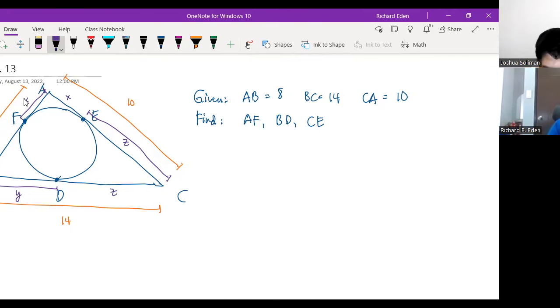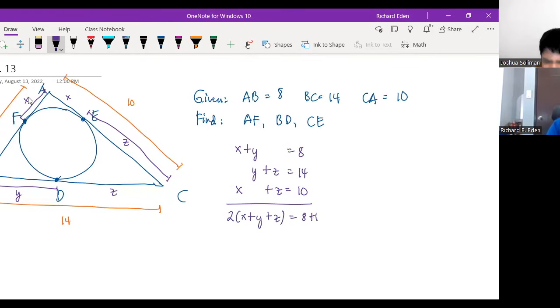So this gives us, if you just look at the figure, x plus y equals 8, and y plus z equals 14, and x plus z equals 10, a system of equations. Joshua, how would you solve this? Makukuha po natin yung semi-perimeter, x plus y plus z lang po. Pag nakuha po natin yan, the semi-perimeter minus x plus y, which is 8, then we can get z. All right. So twice x plus y plus z equals 8 plus 14 plus 10.